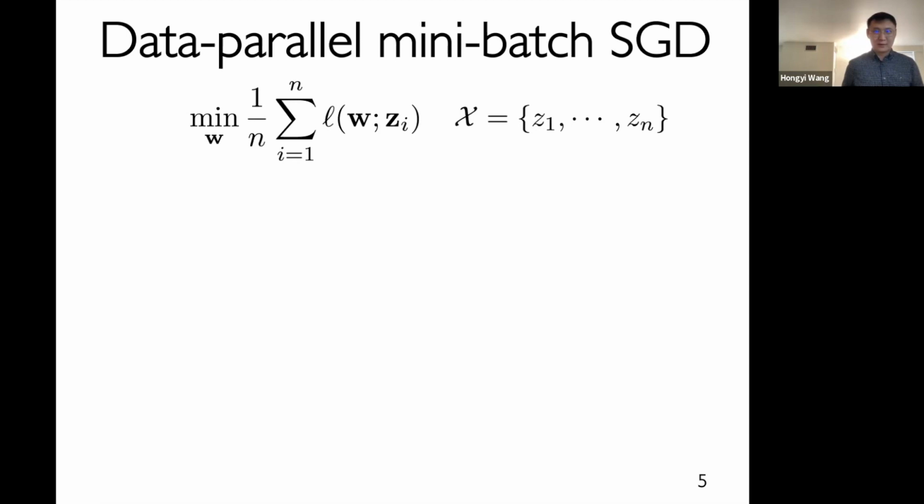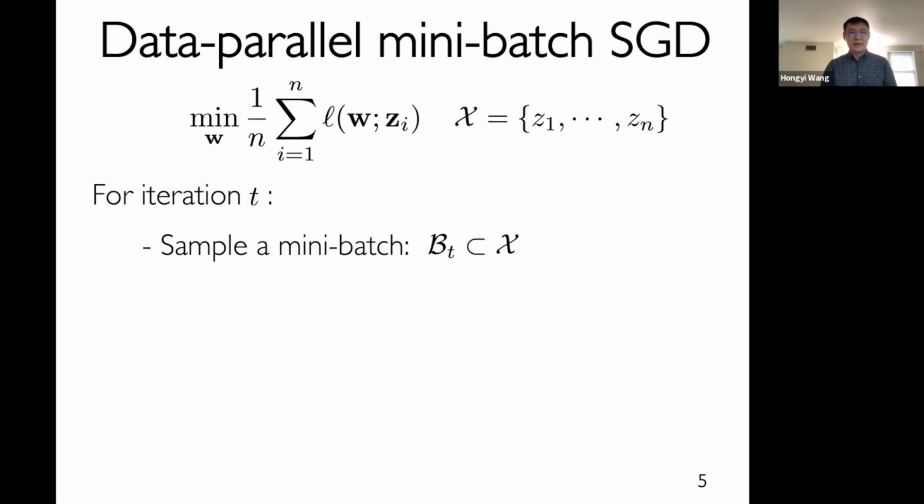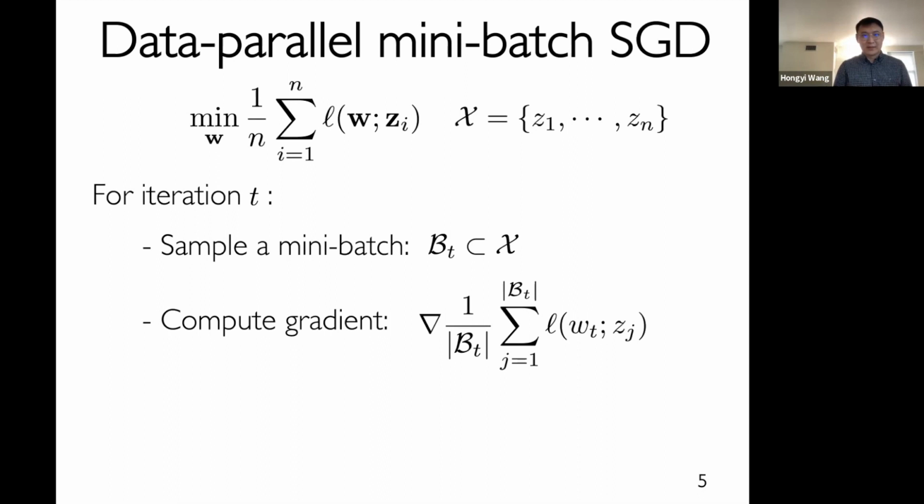So what we do is, for each iteration, you sample a mini batch from your data set. And then you compute the gradient of the sampled data points of your mini batch, average the gradients, and use that to update your model.